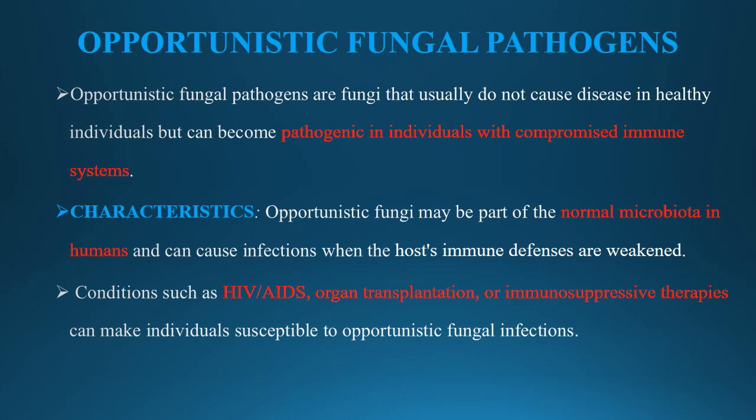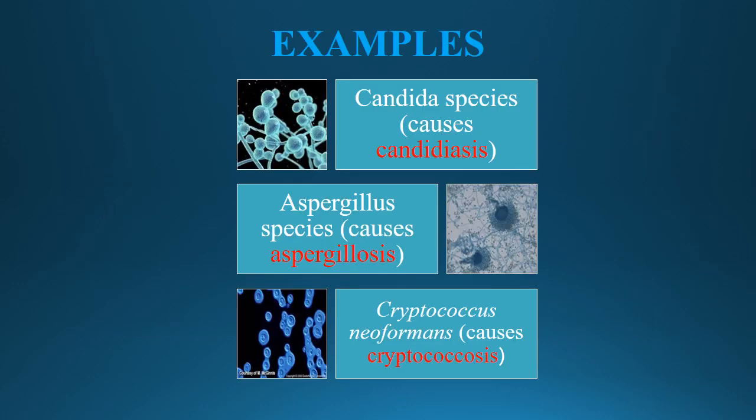They may infect through normal routes but are more likely to cause disease when the immune system is not functioning properly. Examples of opportunistic fungal pathogens are Candida species, Aspergillus species, Cryptococcus neoformans. Candida can cause infections such as candidiasis, especially in immunocompromised individuals, while Aspergillus and Cryptococcus neoformans infections are more prevalent in those with a compromised immune system.